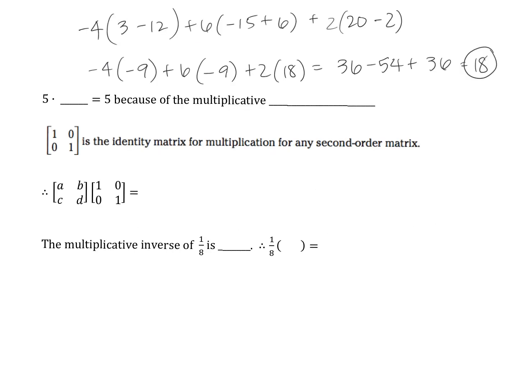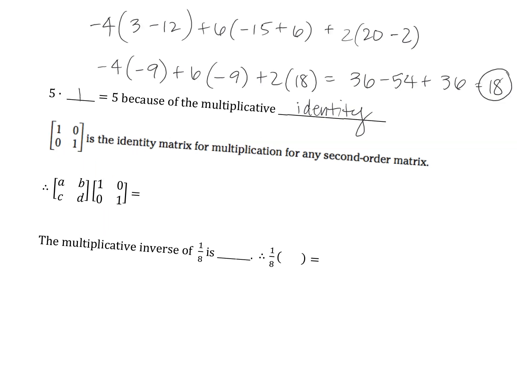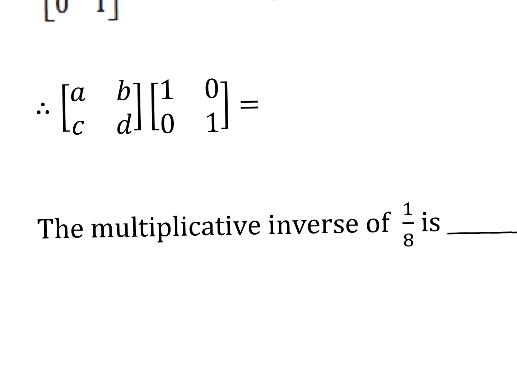5 times what is going to get me 5? 5 times 1. This is called the multiplicative identity. Any number times 1 always gets you that number. And this is the identity for a matrix. This represents the number 1 in a matrix. So if you multiply any matrix times this, you should get what you started with, because this really represents the number 1. Let's practice our multiplying process like we practiced yesterday.